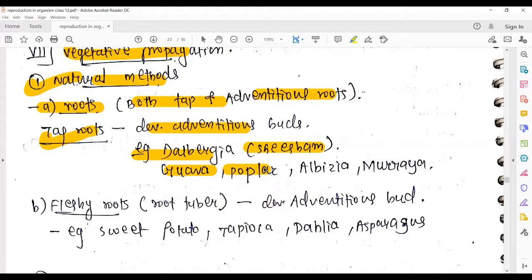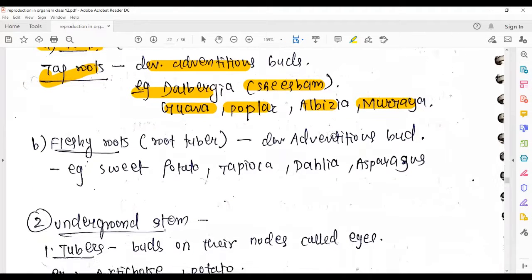Guava, poplar, albizia, and murraya. So these are the plants you can see, the examples given to you in which an adventitious bud develops on the tap root system, and that bud will give rise to a new plant.